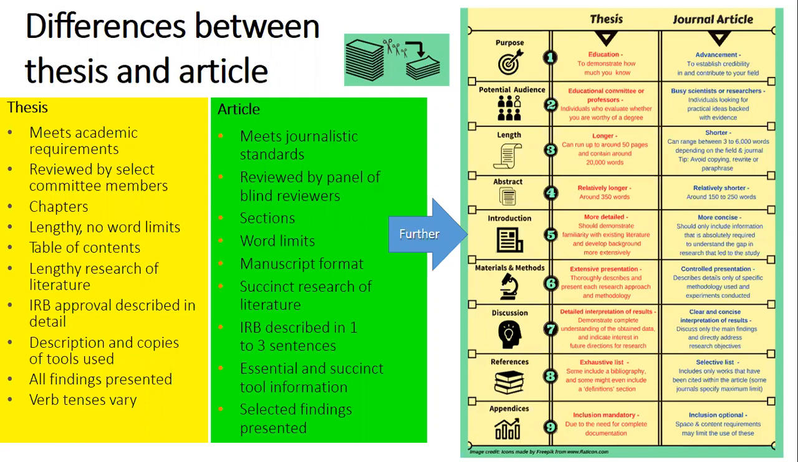There's a table of contents that is provided, lengthy research, especially in terms of the literature review. This is very critical in a thesis. IRB approval is described in detail as part of the requirement of the thesis. Description and copies of tools used are elaborated very clearly. The findings are presented. The verb tenses used in the thesis may be slightly different as well. Whereas when you look at articles, it follows the requirement of that particular journal. So you've got to be careful on how you write. What is the aim? What is the scope of the journal?